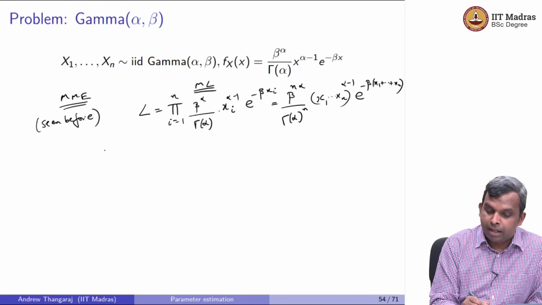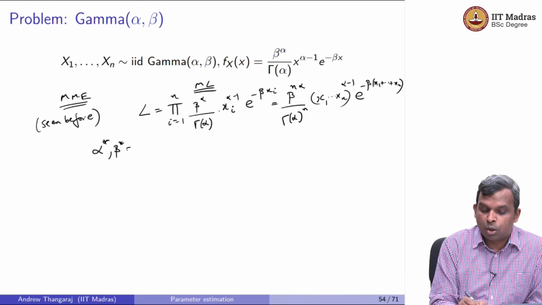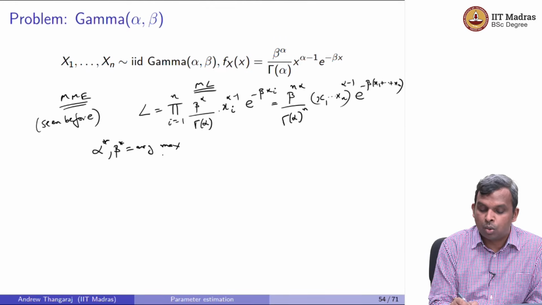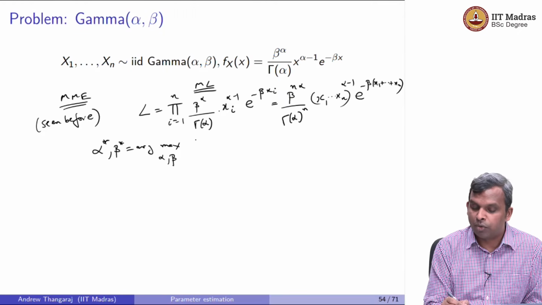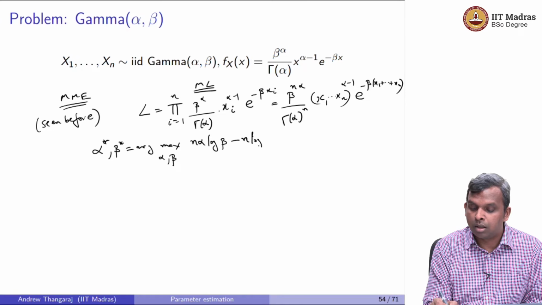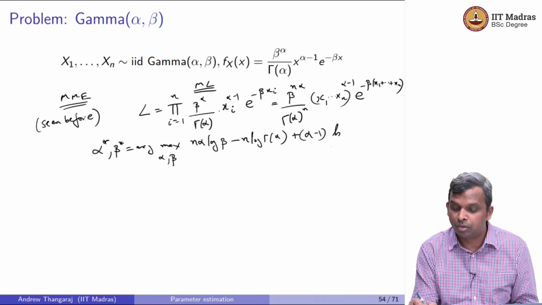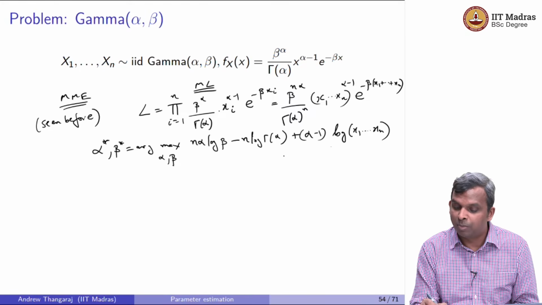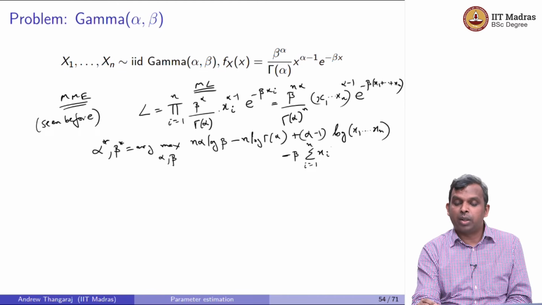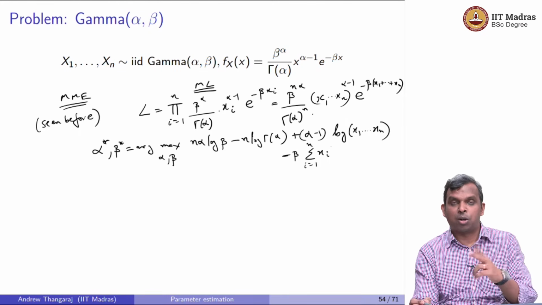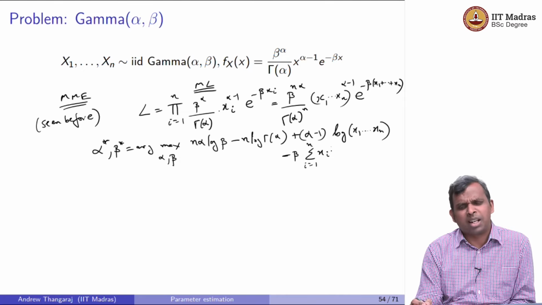Okay. And alpha star, beta star is the argmax over alpha, beta of the log of this. So if you take the log of this, you get n alpha log beta minus n log Gamma(alpha) plus (alpha minus 1) log of the product, minus beta times, here maybe I can use the summation i equals 1 to n notation. I took the log of each term and kept doing the subtraction or addition depending on how it works out. So you get this complicated looking expression.